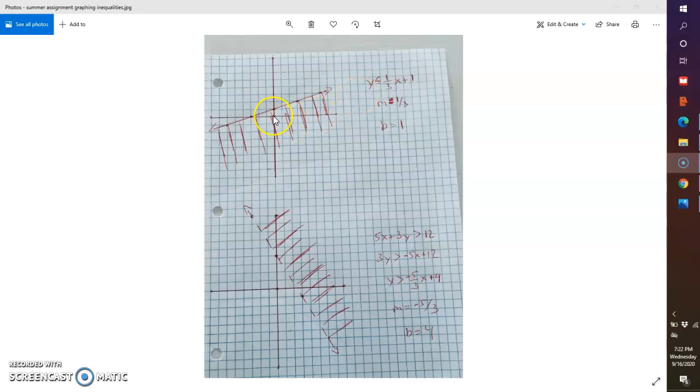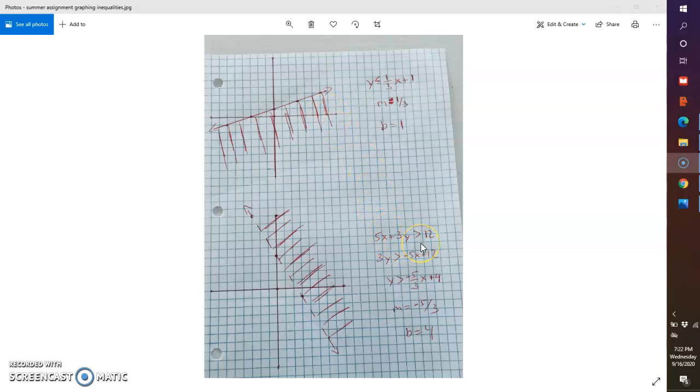Shading, I'm a big fan of plugging in 0, 0. And it's never shading up or down, it's always towards 0, 0 or away from 0, 0. If I plug 0, 0 into this equation, I get 0 is less than 1/3 times 0 plus 1. So I end up with 0 is less than 1, and that's a true statement. So we're going to shade toward the 0, 0.